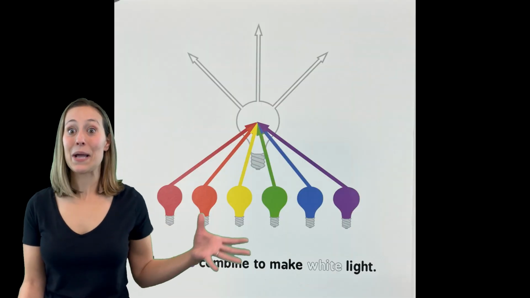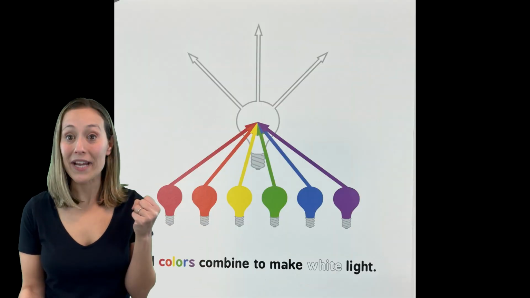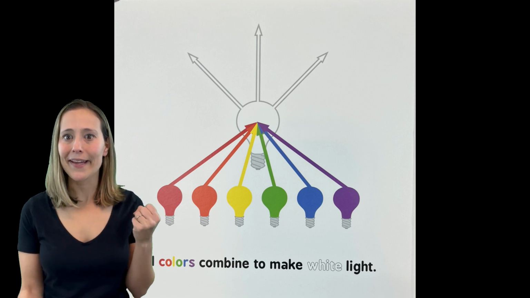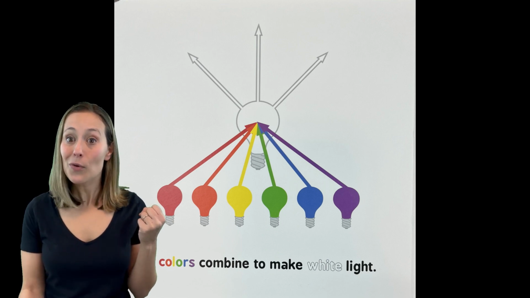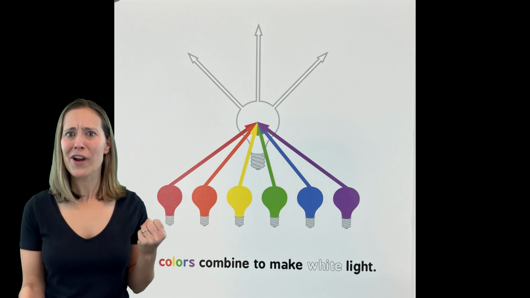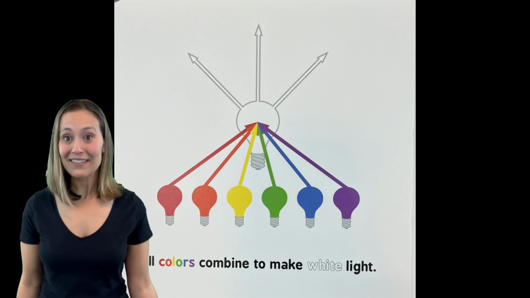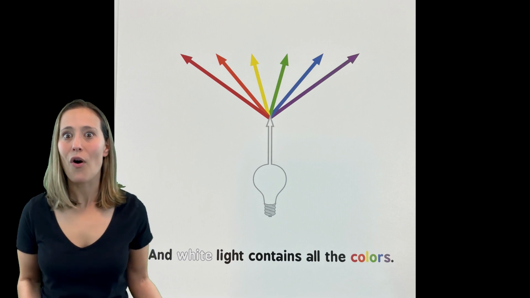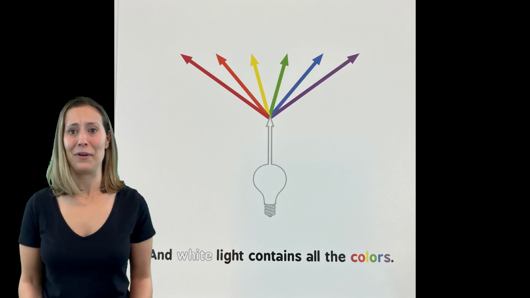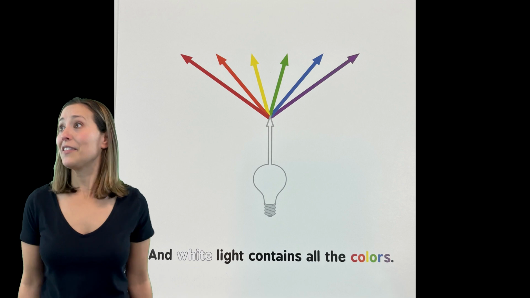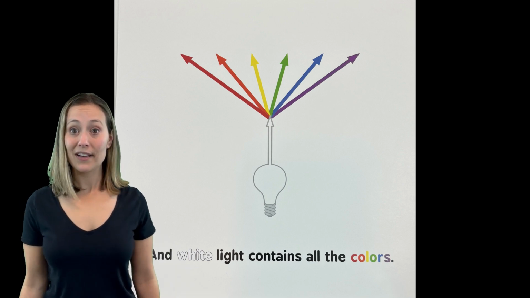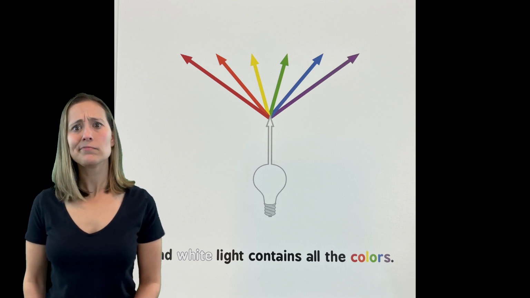All the colors combined to make white light. White light. Wow, look at all the colors in the white light. Those are all the colors of a rainbow. Red, orange, yellow, green, blue, and violet. White light contains all the colors. Wow, I didn't know that. I thought it was just white. I thought there was no colors in white light.